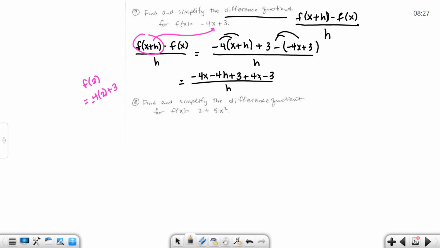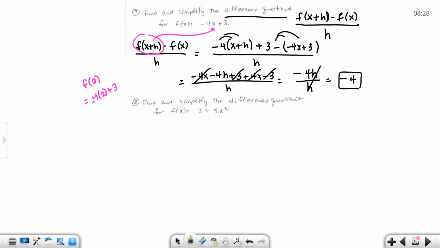Now look in the numerator. We can simplify. Negative 4x plus 4x subtracts out. 3 minus 3 subtracts out. And we're left with negative 4h over h. But now the h over h simplifies, and all we're left with is negative 4.